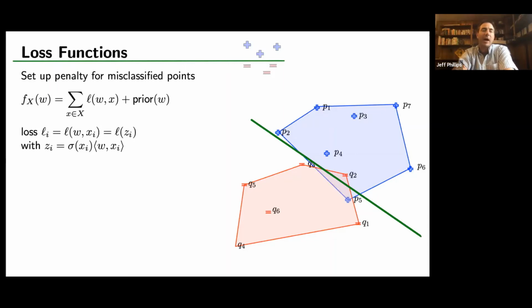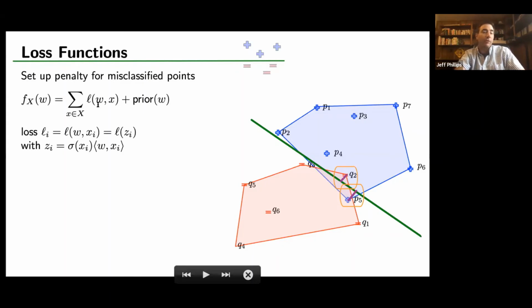And to say, I don't just want to count how many things are misclassified, but actually penalize things for being misclassified. The more misclassified it is, the more the penalty. So I look at the separator, these Q2 and P5 are misclassified, and then I look at this purple line. The longer that purple line, the more penalty that point is causing. Okay, and this penalty was called a loss function, the L function here, usually with some prior also on the separator. I don't want complex functions.